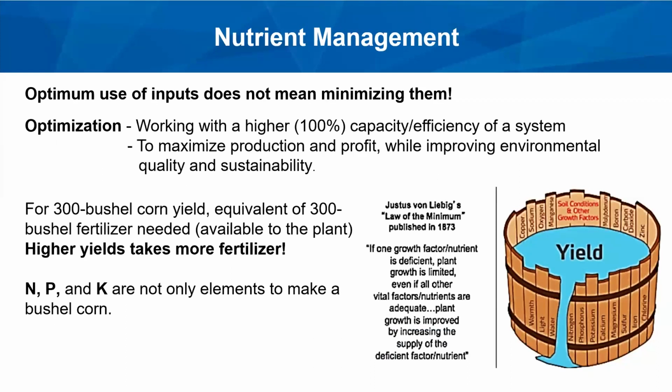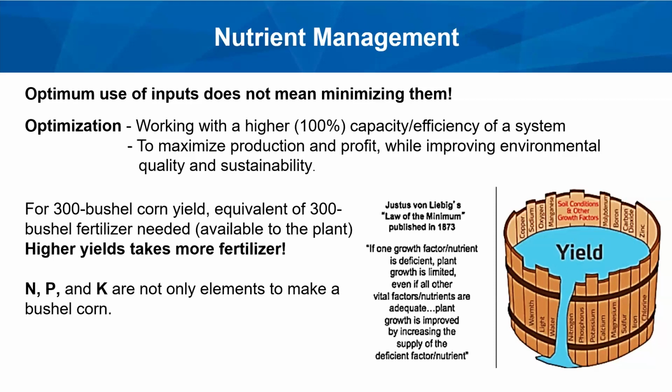Nutrient management. When we are talking about optimizing the input, it doesn't mean minimizing them. Optimization means we work with a higher capacity and efficiency of a system. Here is the crop production system, and this information and new methods will help us improve this efficiency and improve the environmental quality and sustainability.